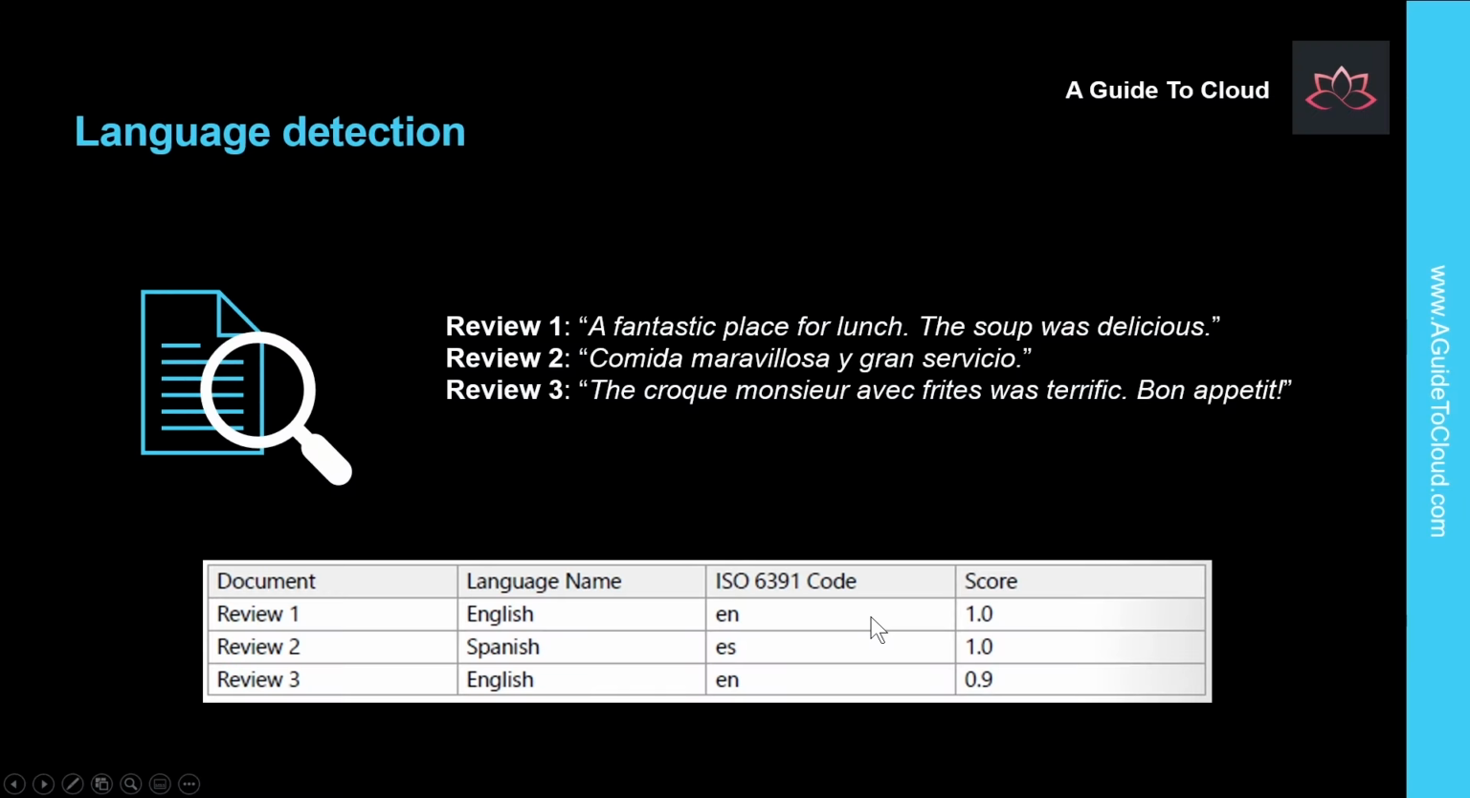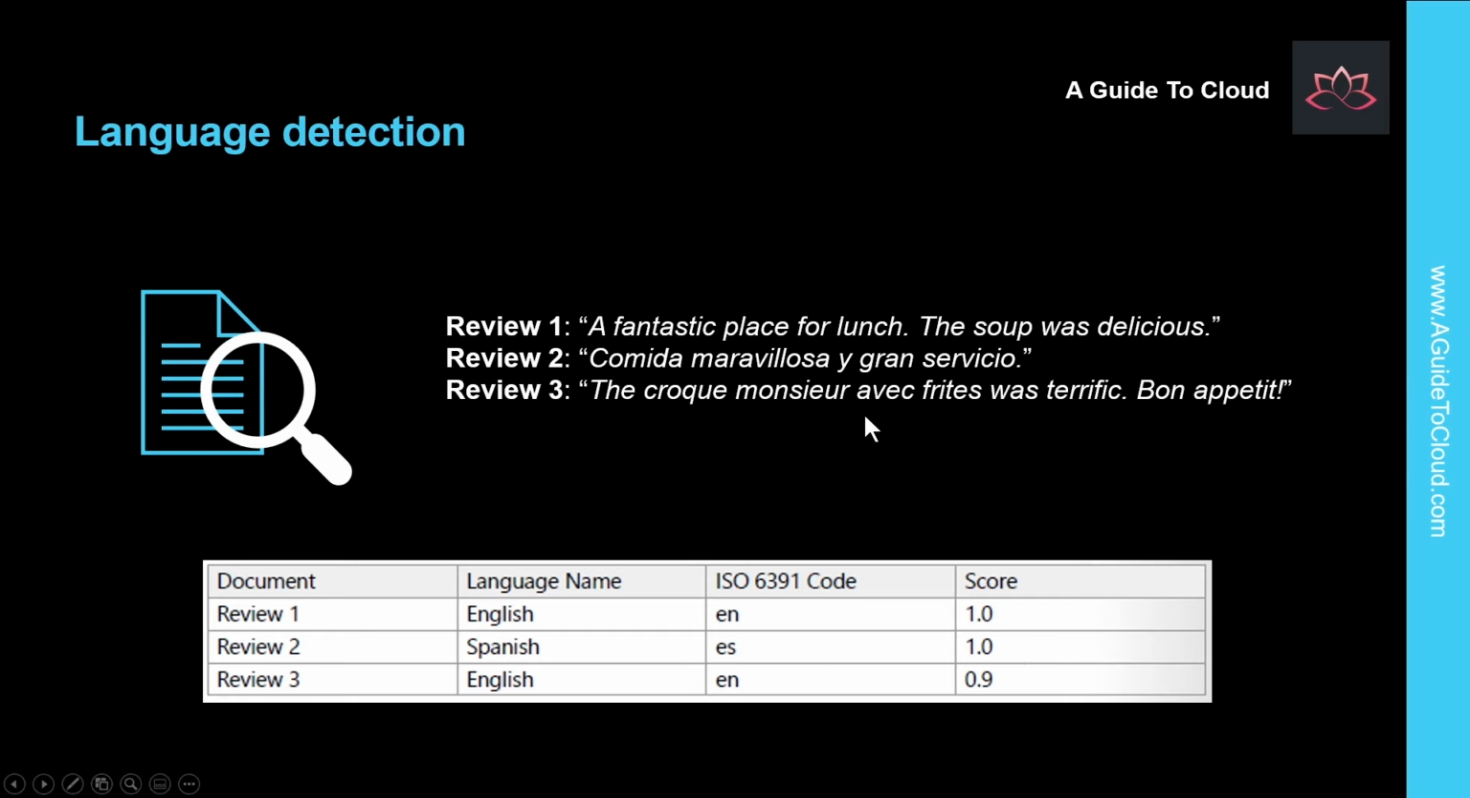The next one is language detection. You can use the language detection capability of the text analysis service to identify the language in which the text is written. You can submit multiple documents at a time for analysis. For each document submitted, the service will detect the language name, for example, English, the ISO 639-1 language code, for example, EN for English, ES for Spanish, and a score indicating a level of confidence in the language detection.